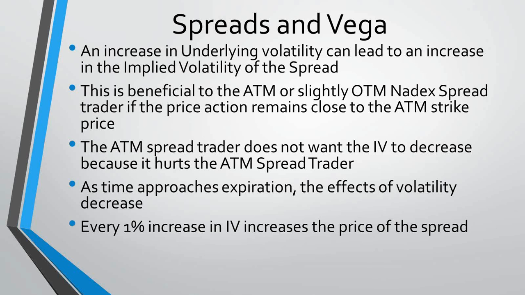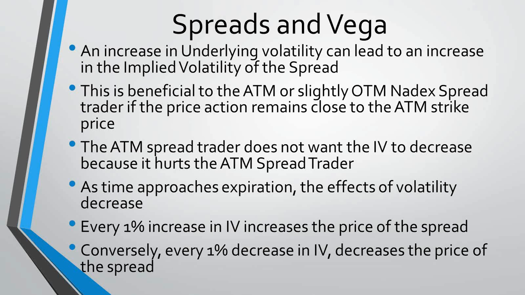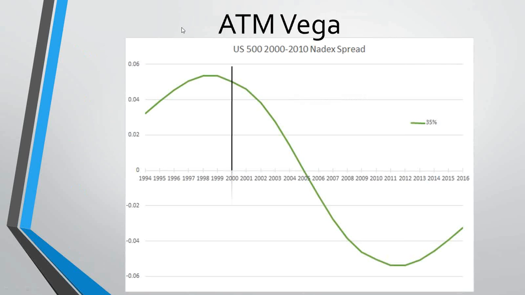Every 1% increase in implied volatility increases the price of the spread. Let me show you how that will look graphically. But conversely, every 1% decrease in implied volatility decreases the price of the spread. So this is a graph of Vega. All right, before we graph Theta, this is Vega.